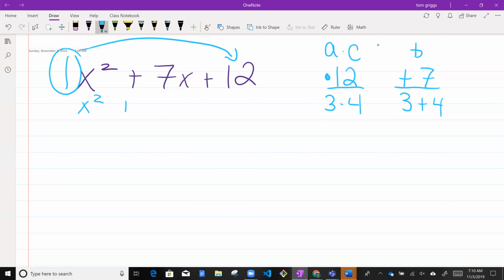So I'm going to rewrite the original problem, except instead of putting 7x, I'm going to split the 7x into our two numbers, 4x and 3x, and then put the positive 12 on the end. The reason I'm doing this is so now we can factor this using the grouping method, which is the subject of the next video. We're going to put the first two terms in a group and factor the GCF of just that first group. That first group has an x in common.